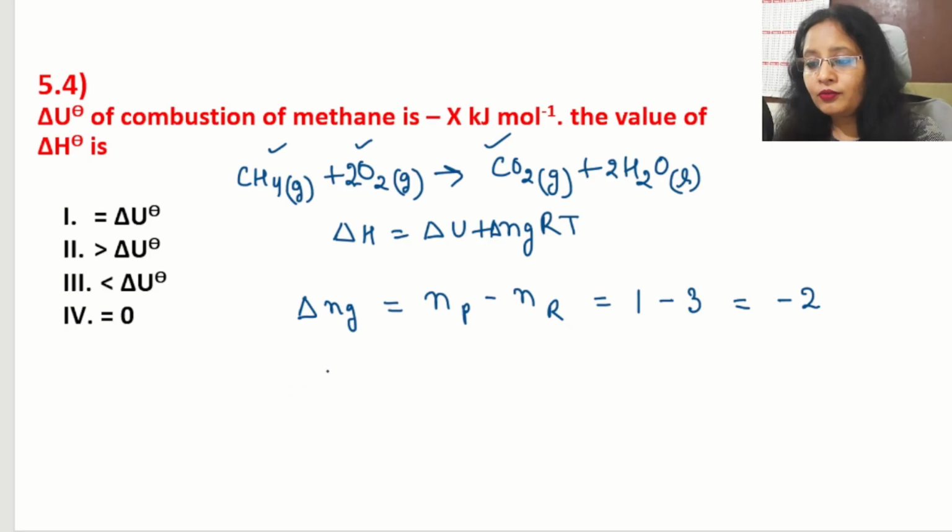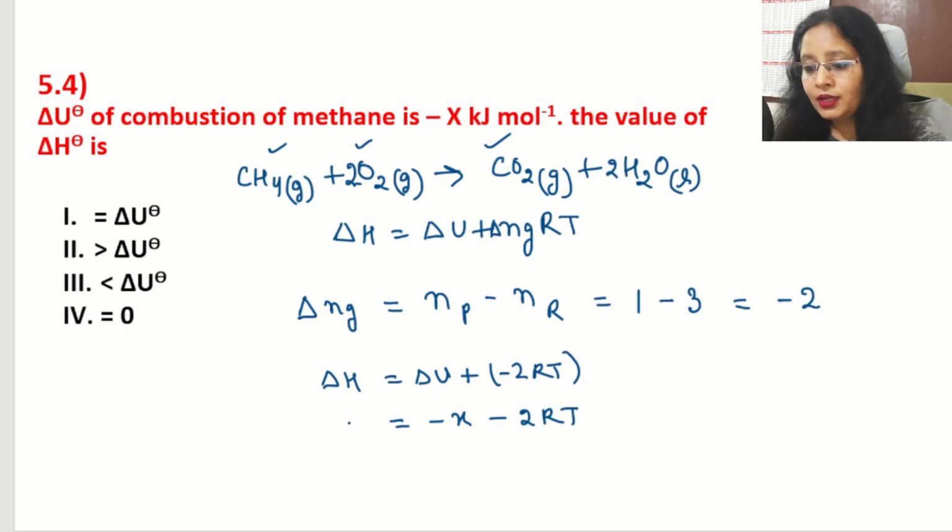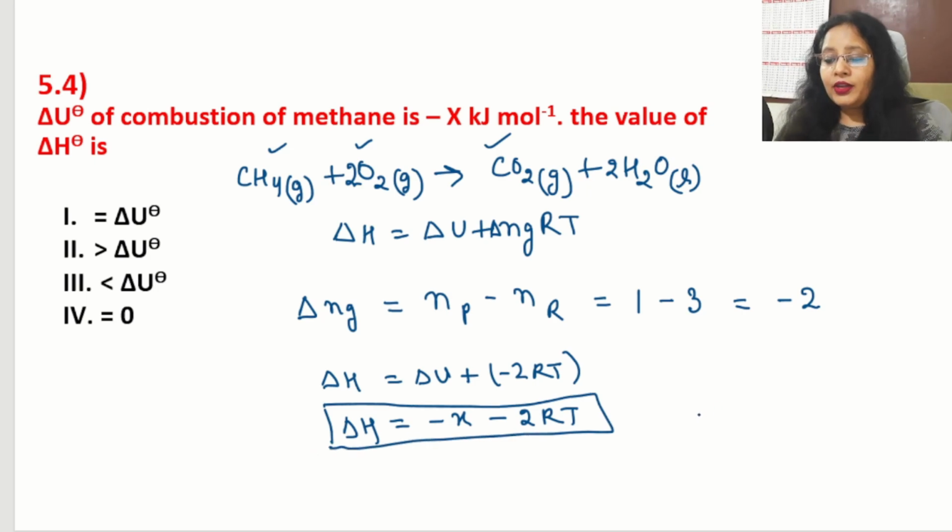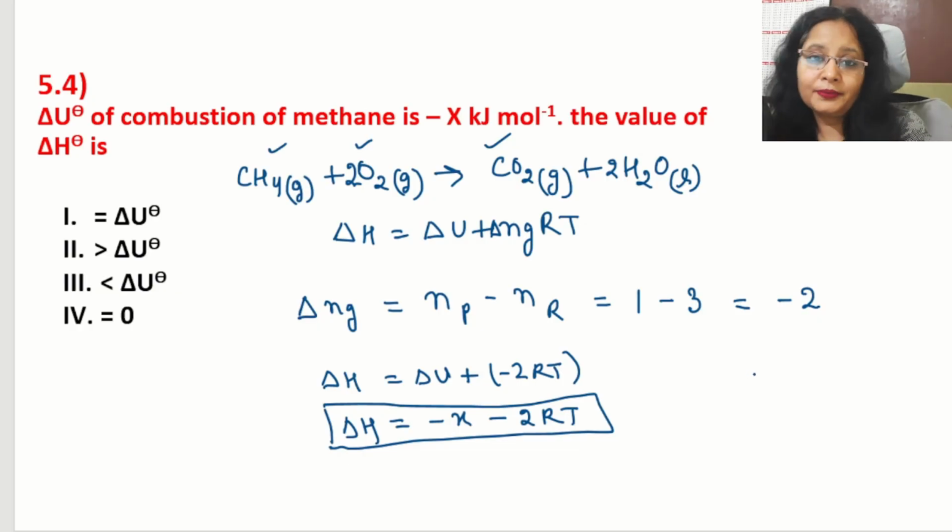Let's put in the formula. Delta H is equal to delta U plus minus 2 RT. Now if you put the delta U value which is given, it is minus X. Minus 2 RT is equal to delta H. Now from this equation let's understand a small thing. Now we can see clearly delta H is equal to minus X minus 2 RT. It means both are minus, it means both the values will be added. Clear?